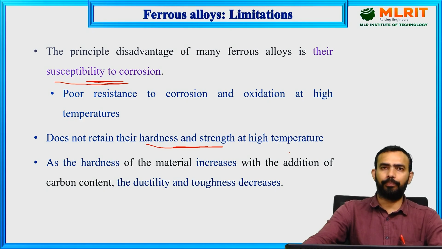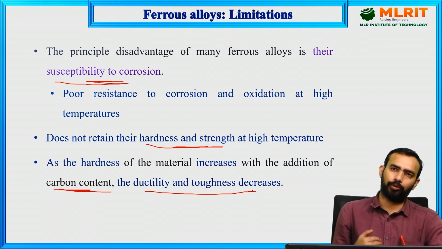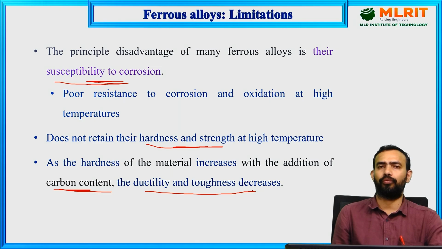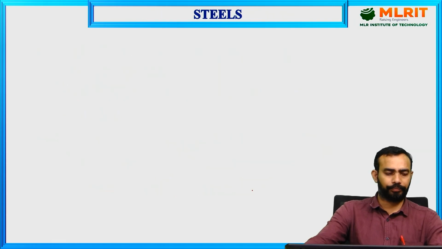As the hardness of the material increases with the addition of carbon content, the ductility and toughness decrease. So we have the contrary: when you keep adding carbon to the iron, you can expect an improvement in hardness, but that is at the expense of reduced ductility as well as toughness of the material. So balanced properties need to be maintained according to the desired requirements and the end application.